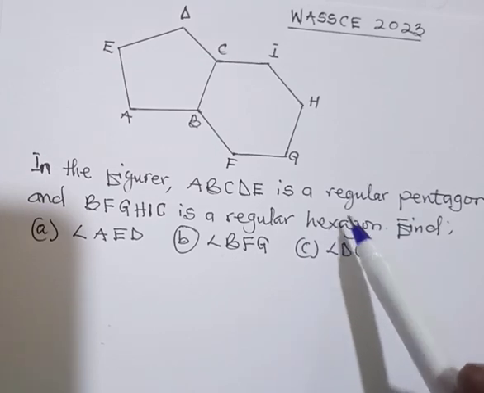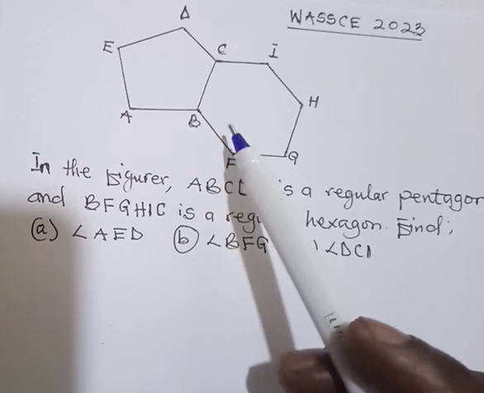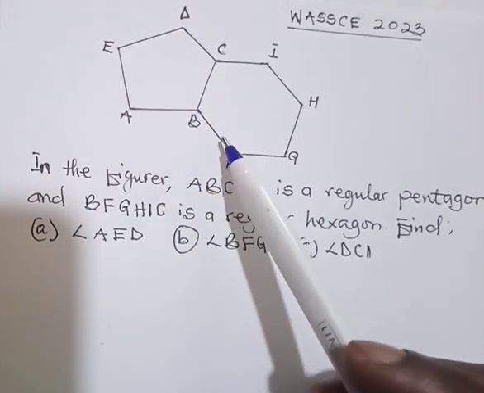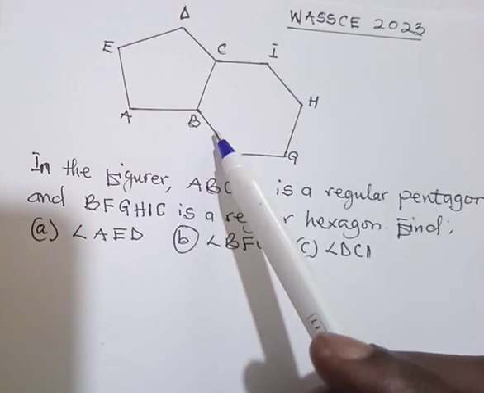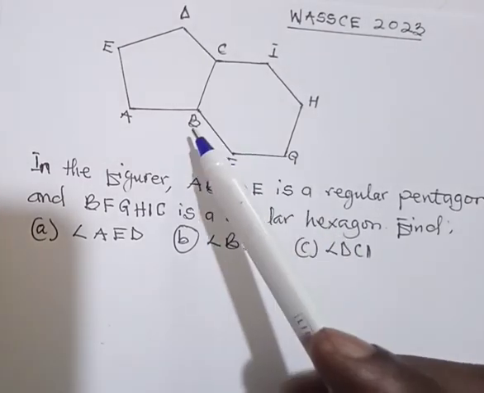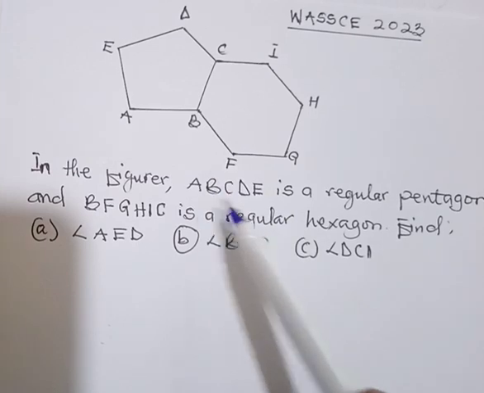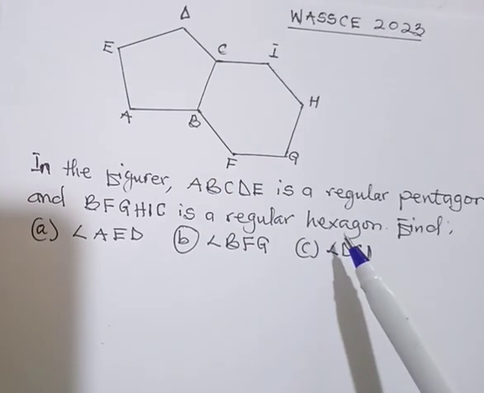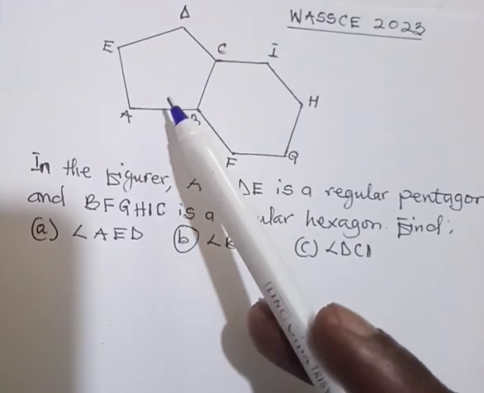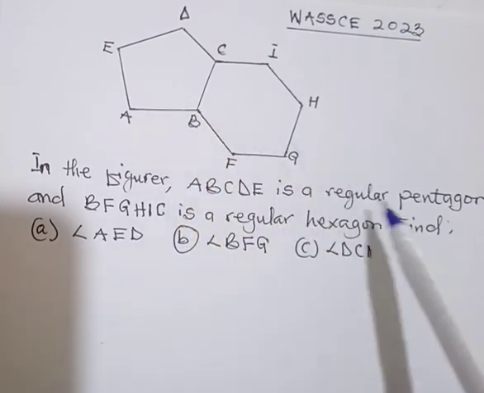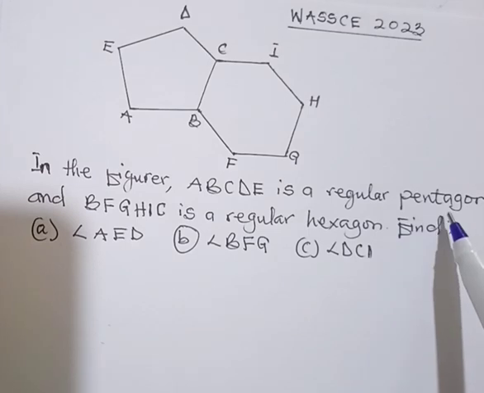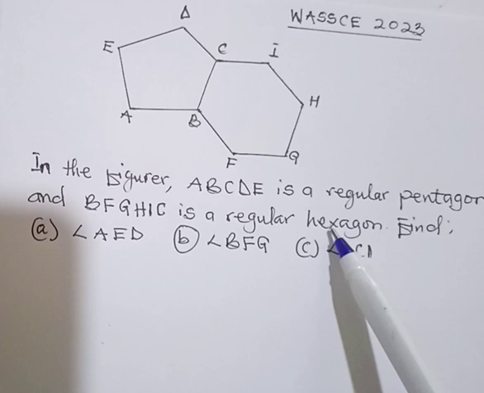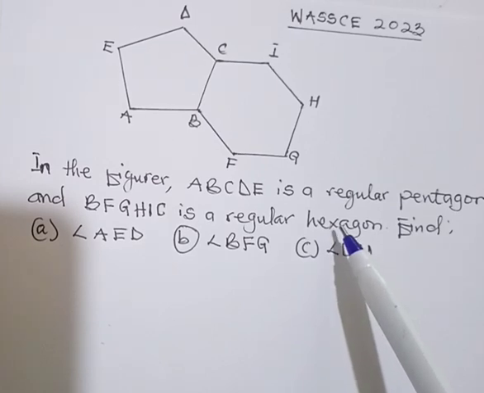Someone may say that, looking at your diagram, you can see that all the sides are not equal. Yes, I know you can see that from the diagram, but note that it is not drawn to scale. In the question, we are told they are a regular pentagon and a regular hexagon. It means that all the sides of the pentagon are equal and all the angles are also equal. And when it comes to the hexagon, the same thing applies.